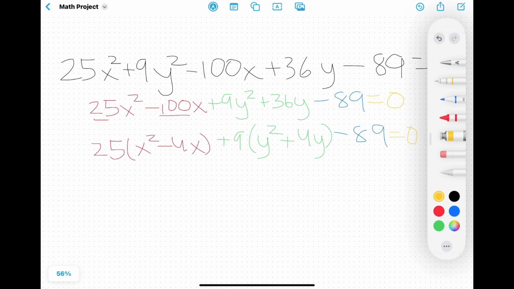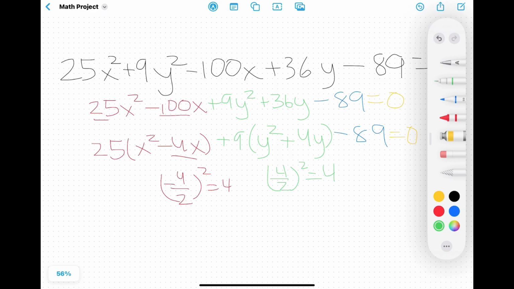Now you have to find the value that completes the square. To find this, it's b divided by 2, squared. So for the x term, b equals negative 4. So it'll be negative 4 divided by 2 squared, which equals 4. Now we do the same for the y terms, where b equals 4. So it'll be 4 divided by 2 squared, which also equals 4.